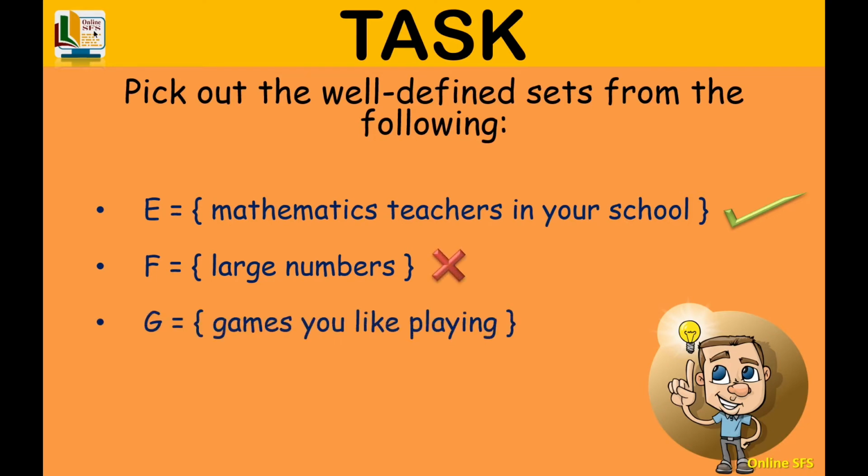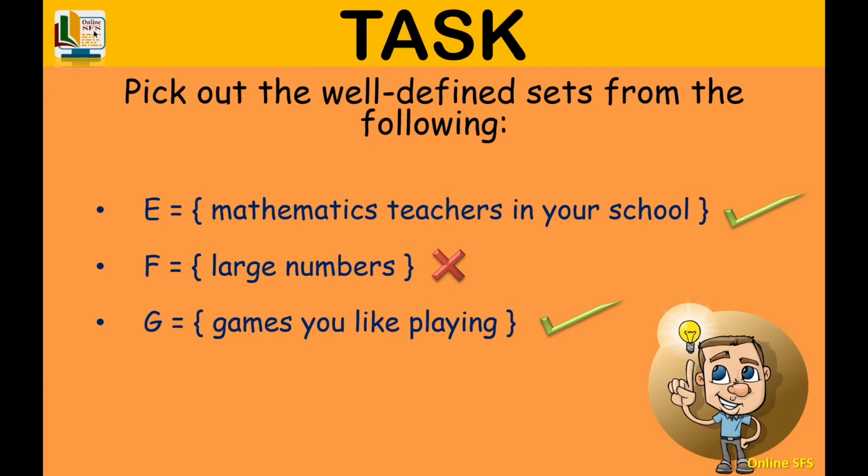Let's see the next one. G equals games you like playing. Is it a well-defined set? Yes, it is. Why? Because it's only mentioning the games which you like playing, and you can clearly mention the names of the games you like and put them in this set. Hence, it's a well-defined set.